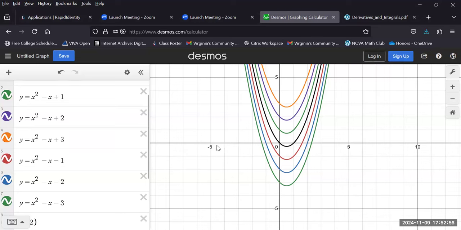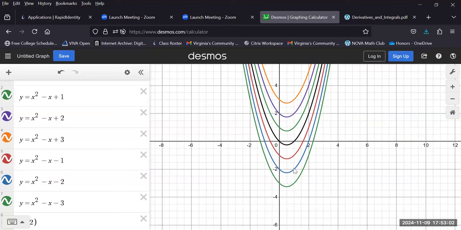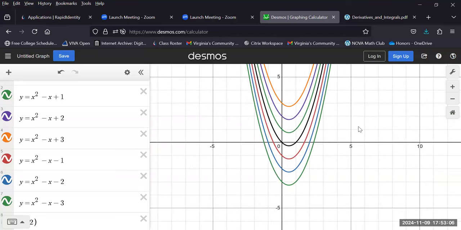And then we put in some of the functions for negative values. So minus 1, minus 2, and minus 3. So these are just a few of them. Of course, it's impossible to plot all of them because you have infinite solution sets here. But this gives you an idea of what these look like for this particular problem.